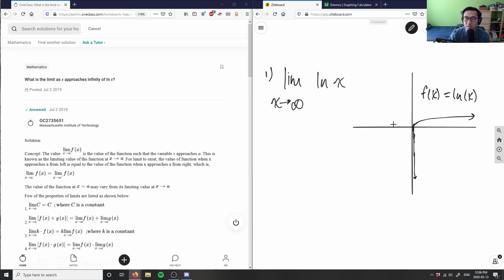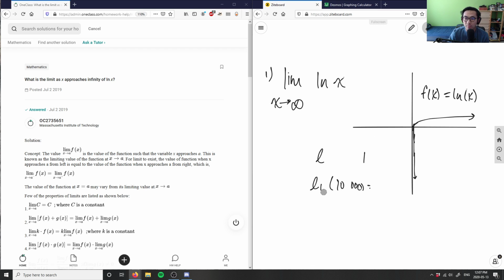So here's our function, and it's asking us what is the limit as x approaches infinity. Well, if x approaches infinity, then where will my y go? My y will also approach infinity, right? If I use my calculator, ln e, we know ln e is 1. And if you plug in ln of, let's say, 100,000 or a very, very big number, you realize that the y value is going to increase at a very, very slow pace, but it will still increase.